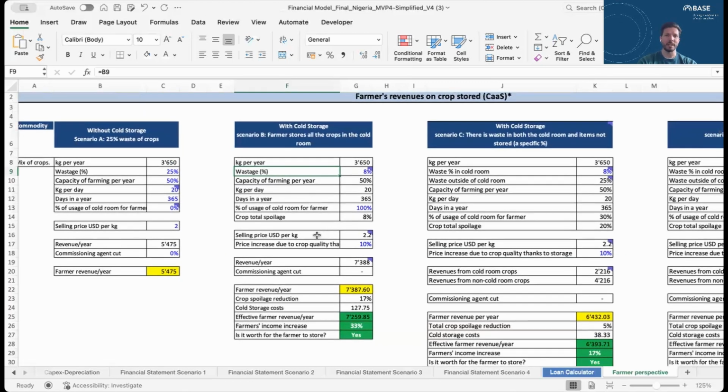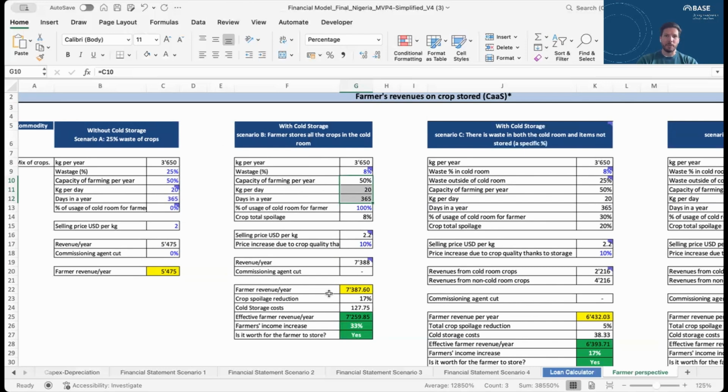What we also assume is that the price of the crop being sold, that is inside the cold room, has an incremental increase in price due to a better quality. And here we assume a 10% increase in value, but of course you can edit that value as you wish as well. So you can make it more conservative. You can also bring it to 0. Okay. Important to note is that the values that you define here for the capacity of farming per year and the kilograms per day are fixed in these scenarios, and scenario C as well, and the last scenario as well, because they compare to your baseline.